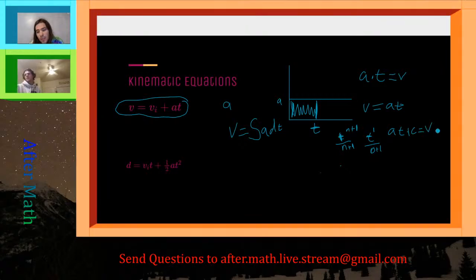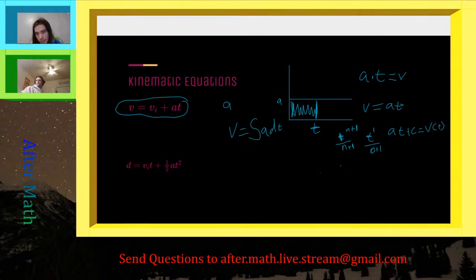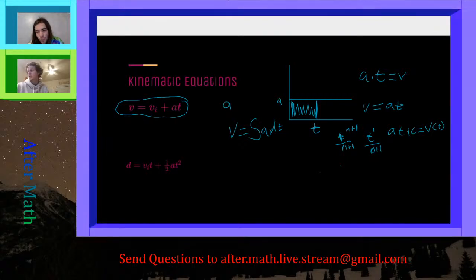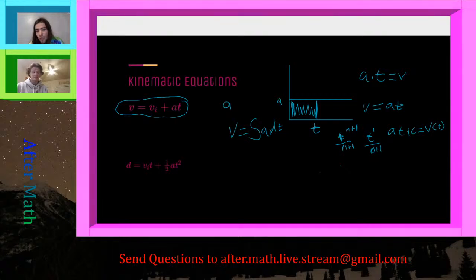And this is technically a v of t, because v is a function of t. That's looking awfully close, we're getting there. But we've got this c, and we know that it needs to equal the initial velocity.